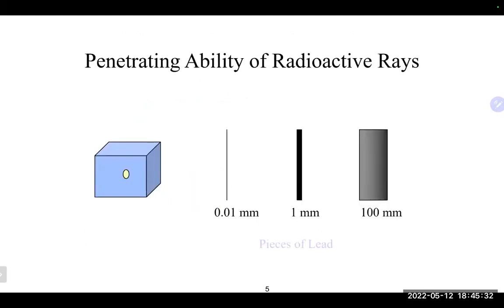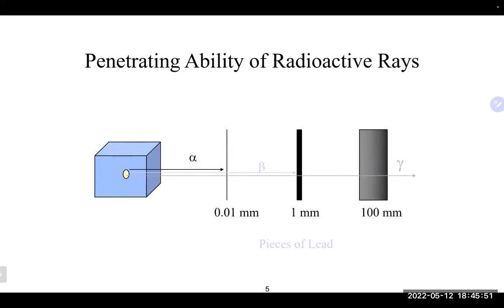Now, different particles do penetrate, for example, lead further than others. So alpha particles only go 0.01. Beta particles penetrate a little bit further, and gamma particles keep going and so on.